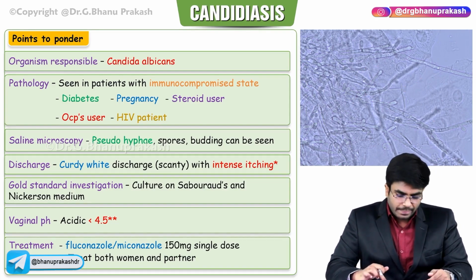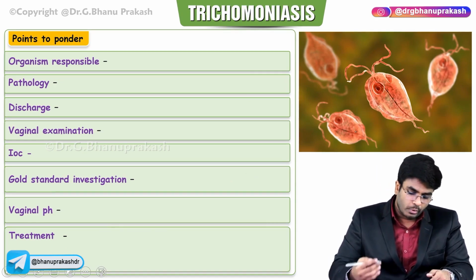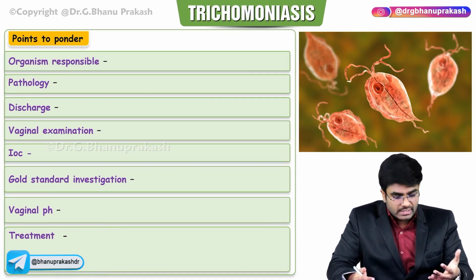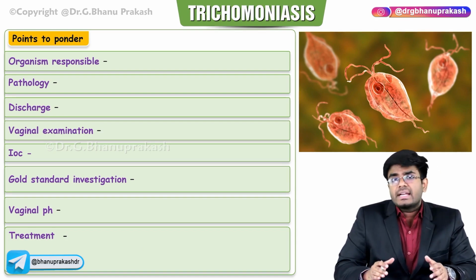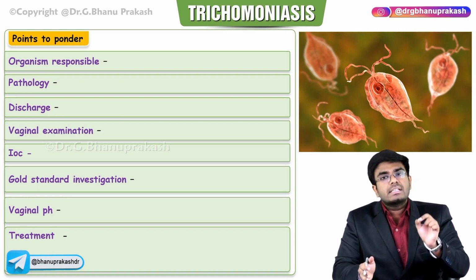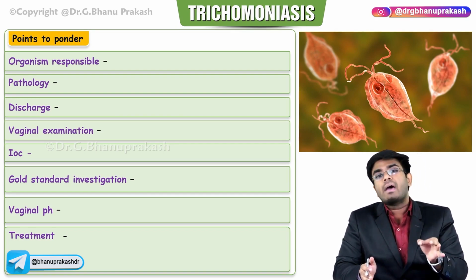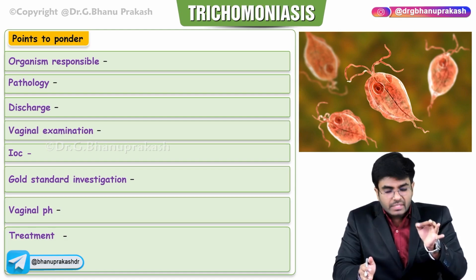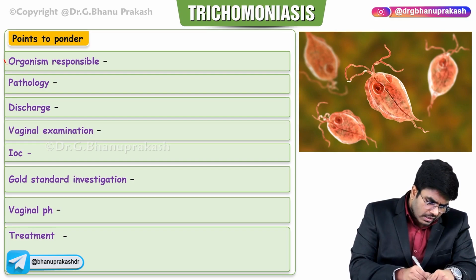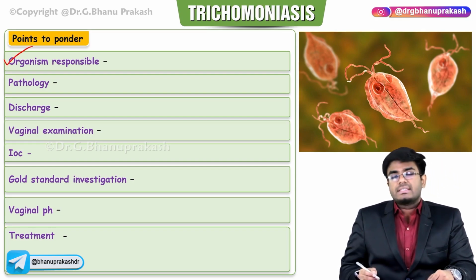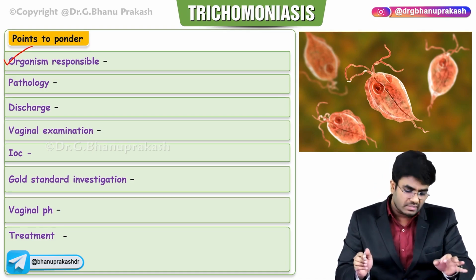After seeing candidiasis, let's move on to the other condition called trichomoniasis, which can also cause vaginitis. Now the question is, is it a sexually transmitted disease or not? The first point is it's a sexually transmitted disease, so you have to treat the partner also. Now first of all, what's the organism responsible? In the name itself, it's very clear: trichomoniasis is due to Trichomonas vaginalis.